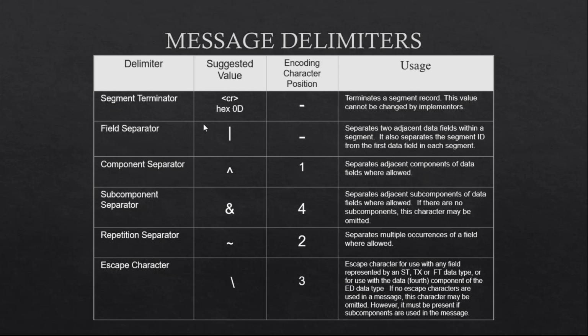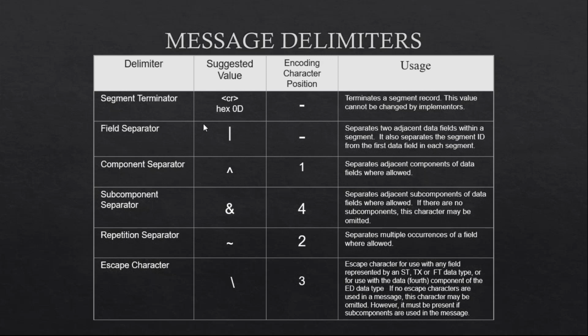So if there is more than one component within a field, inside two pipes, then they are separated with the help of a component separator. And if the components are again divided into subcomponents, then we have the ampersand as a symbol, and the ampersand will help to divide two subcomponents.